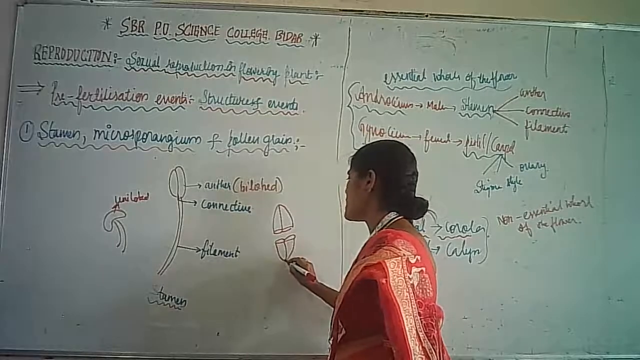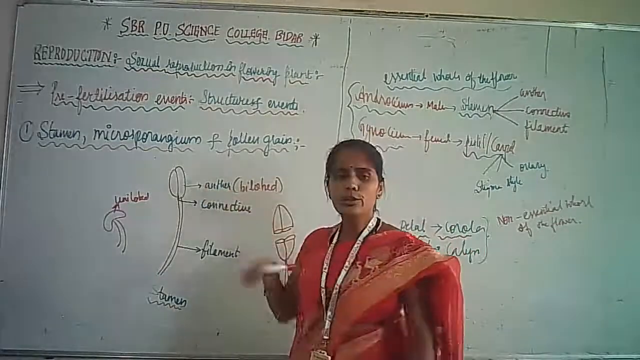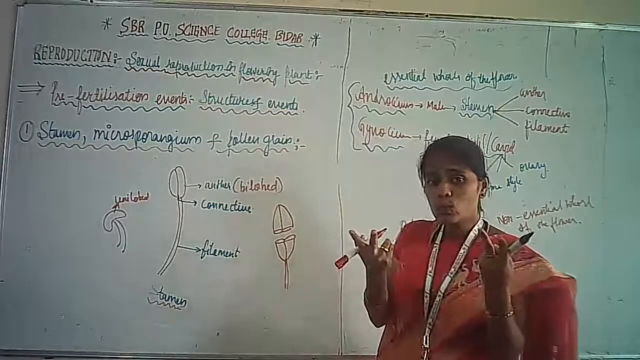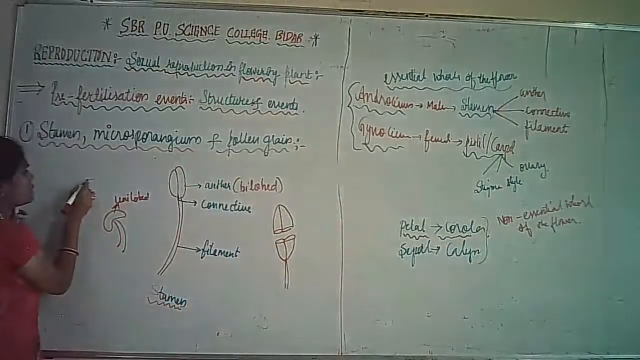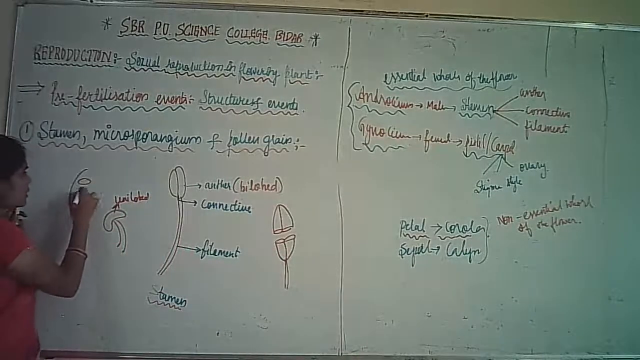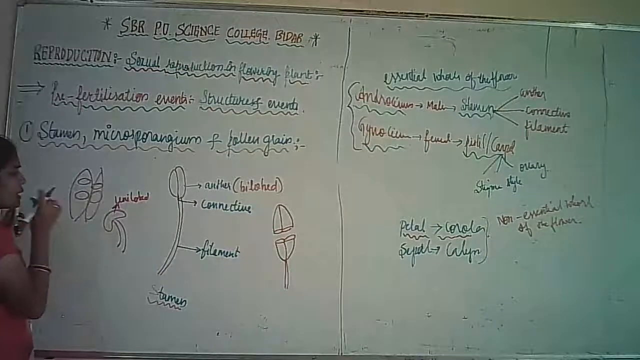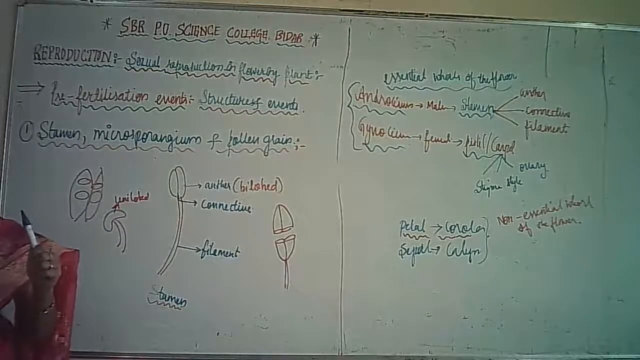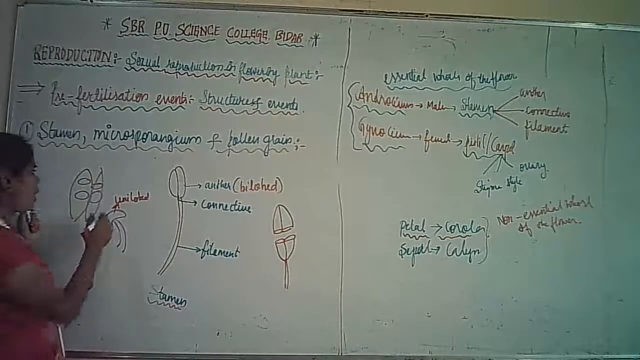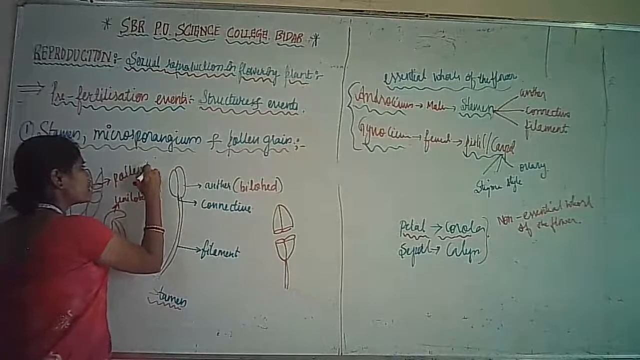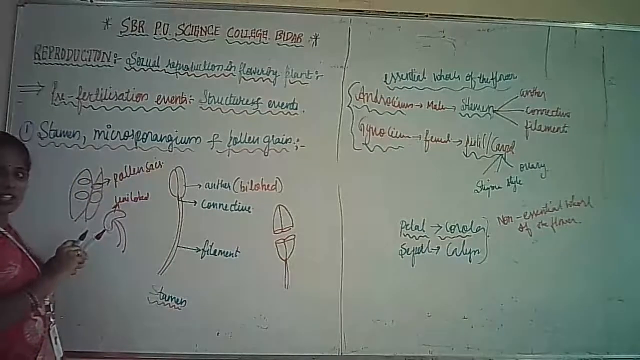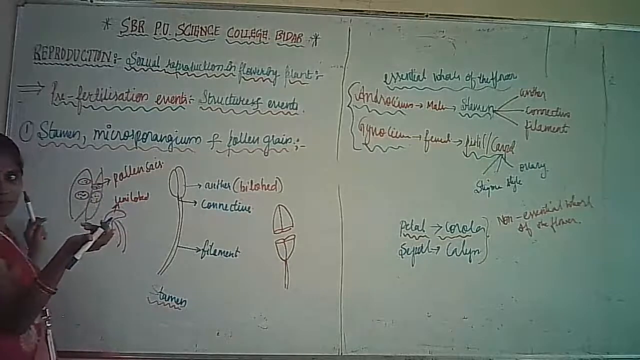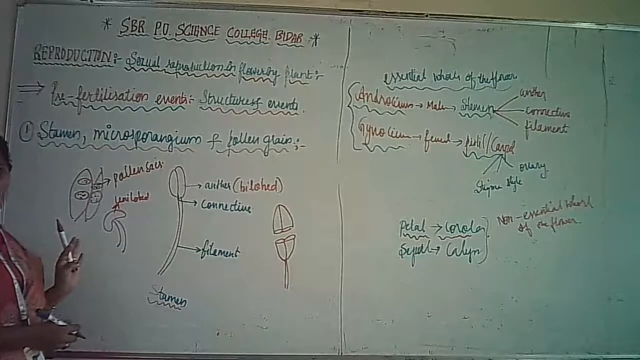Each anther lobe is having, if I cut it to see the internal structure, chambers. Each lobe has two chambers. So this is one lobe, this is another lobe, and each will have two chambers. These chambers are called pollen sacs. And what is the function of the pollen sac? In the pollen sac, the pollen grains are developed or produced. Understanding? No confusion, I think. Okay, my dear students?